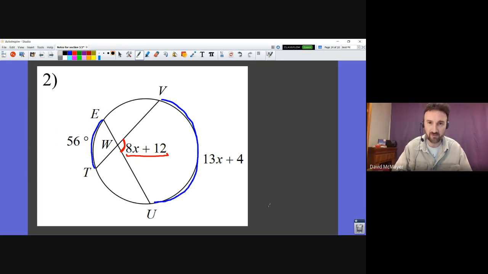Almost the same picture as before. So you have to look at your notes and figure out which angle relationship you're going to use, and then apply the algebra there. Find the value of x that would be in that diagram. Pause the video and give that a try.